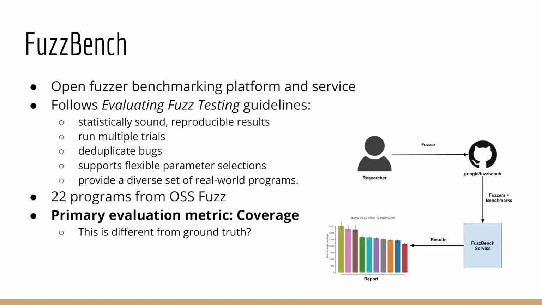FuzzBench. So this is a benchmark service that's open source, and it does follow most of the guidelines. Statistically sound. They really focus on reproducible results. They're running multiple trials. They're deduplicating bugs, to find that ground truth. They also support flexible parameter selections like seed types, empty seeds, etc. And they also provide real programs. The main thing that they differ from the paper seems to be that their primary evaluation metric is coverage, not number of distinct bugs found.